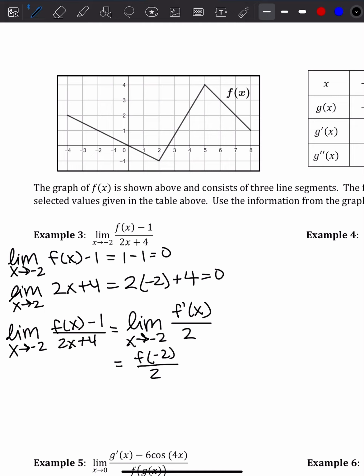F prime is our derivative, so if I look at the slope at negative 2, every time I go over 2, I go down 1. So negative 1/2. And we are going to divide that in half. So negative 1/2.